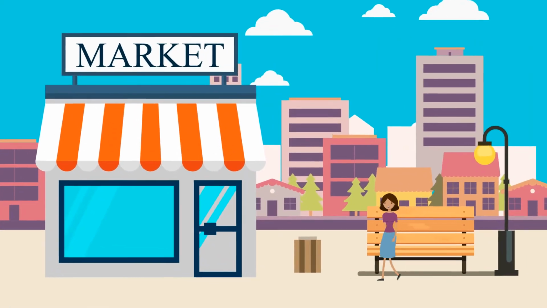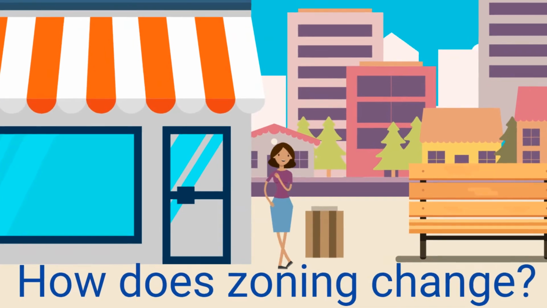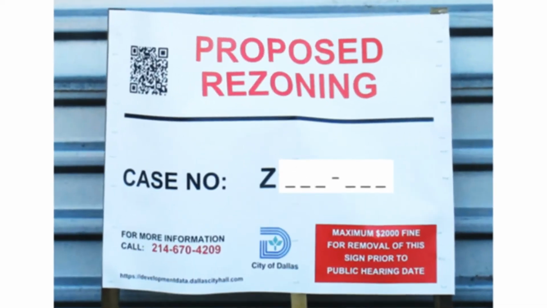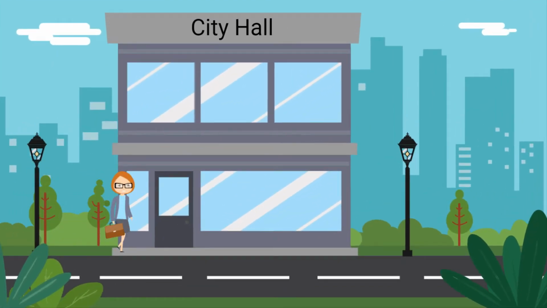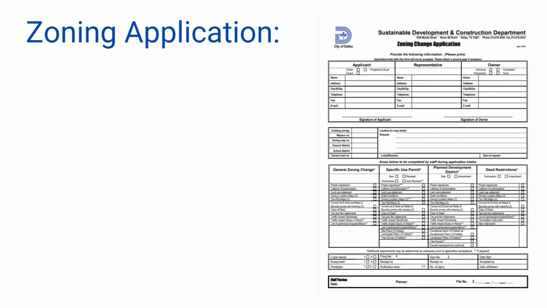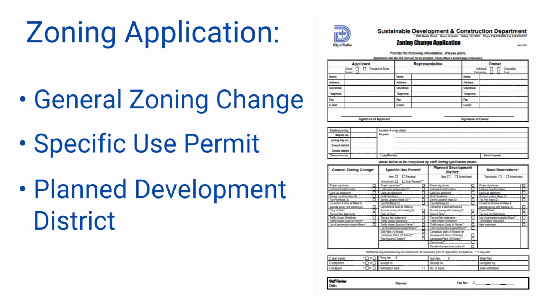Have you ever wondered how zoning changes and what the process is? When you see a proposed rezoning sign in your neighborhood, that means that someone has requested a zoning change for the property where the sign is located. A property owner can file an application with the City of Dallas and request a general zoning change, a specific use permit, a planned development district, or submit deed restrictions.